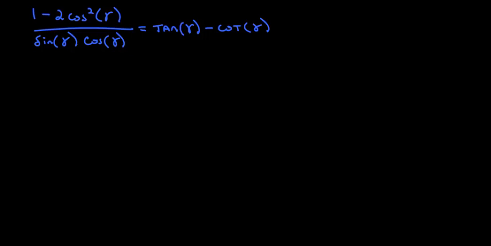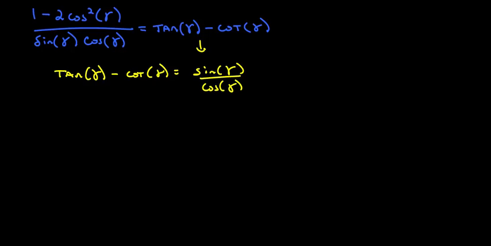Let's do the following. See, it'd be nice if this guy wasn't there, because then this thing would easily factor. Maybe let's try the right side. Okay. So I'll rewrite these in terms of sine and cosine. So the tangent of gamma minus the cotangent of gamma should be equal to sine gamma over cosine gamma minus cosine gamma over sine gamma.